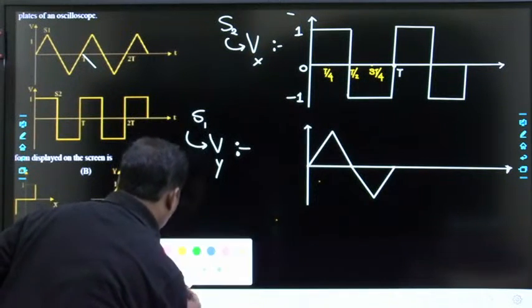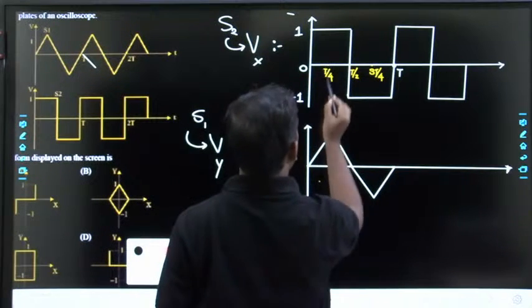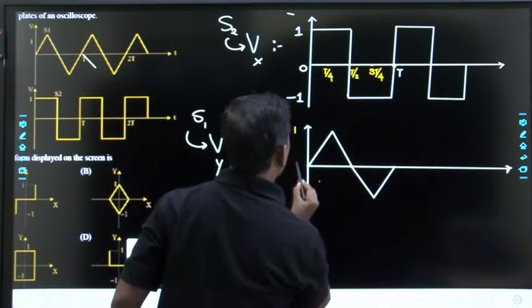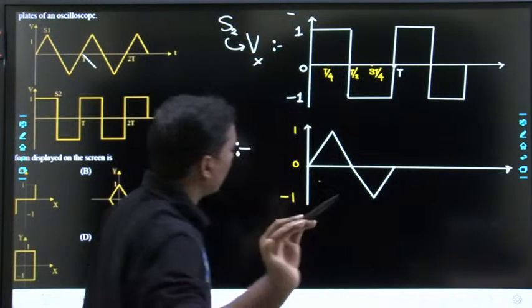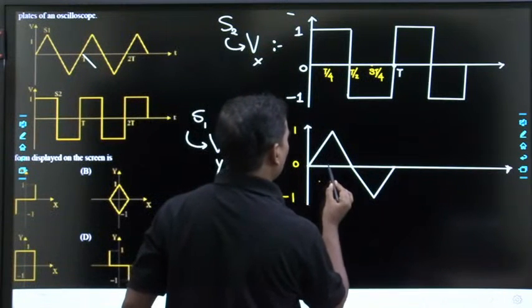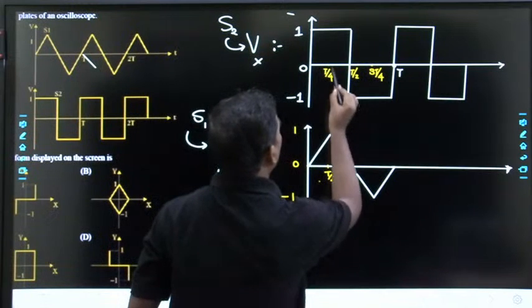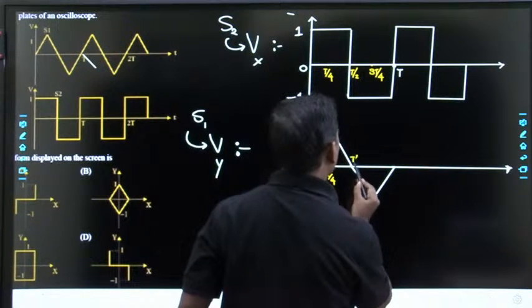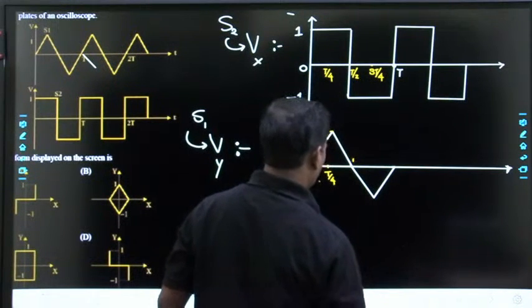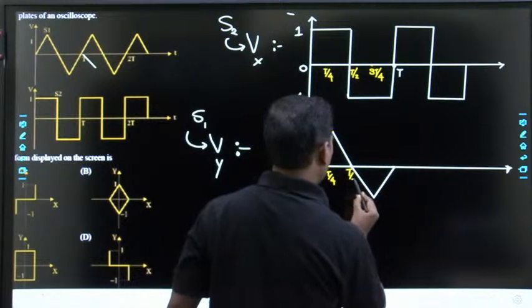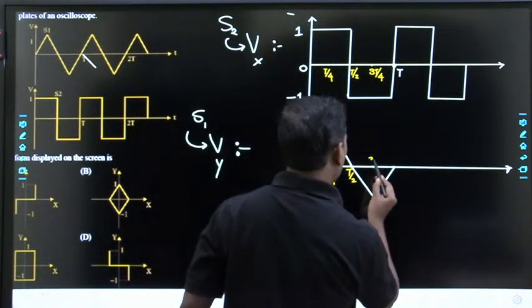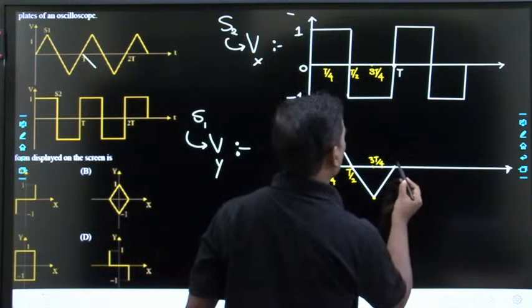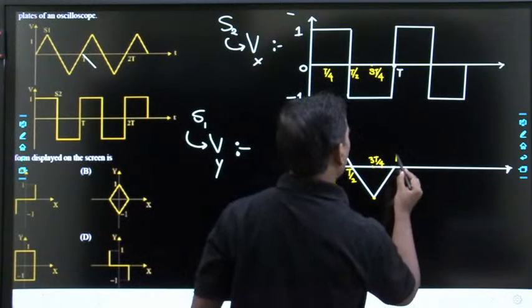Now if you draw a line, at T by 4, what is the amplitude? If you check this, this is 1, this is 0, this is -1. Dear students, listen carefully. At T by 4, it is 1. At T by 2, it is 0. At 3T by 4, it is -1. And at T, it is 0.